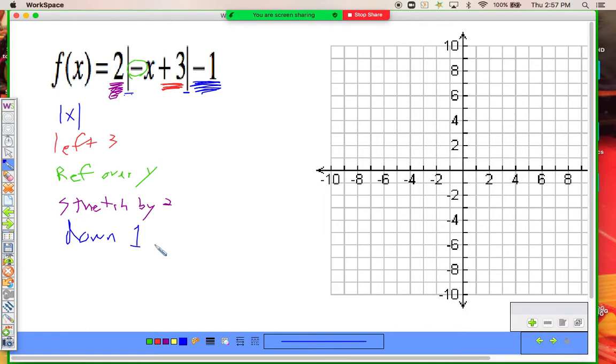All right, so first, on our graph, let's graph the absolute value like we did on the first screen. Graph those 5 key points of the absolute value.